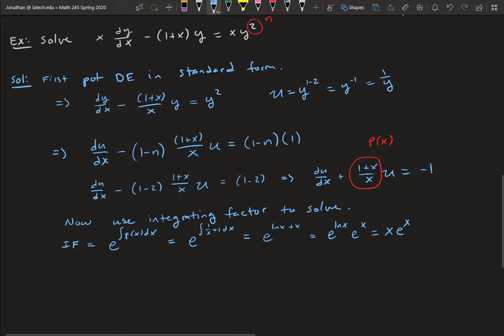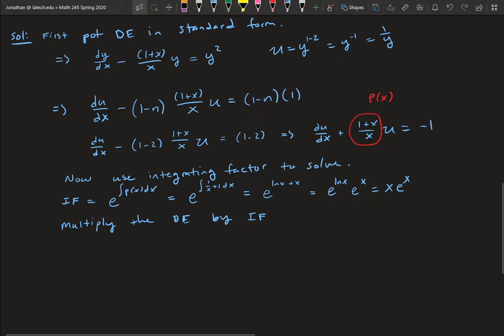Now multiply the whole equation by the integrating factor. So now multiply the differential equation by the integrating factor. We get x e to the x du/dx plus (1 plus x) e to the x u equals negative x e to the x.